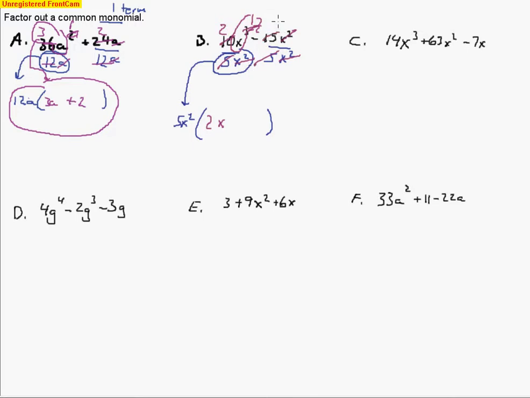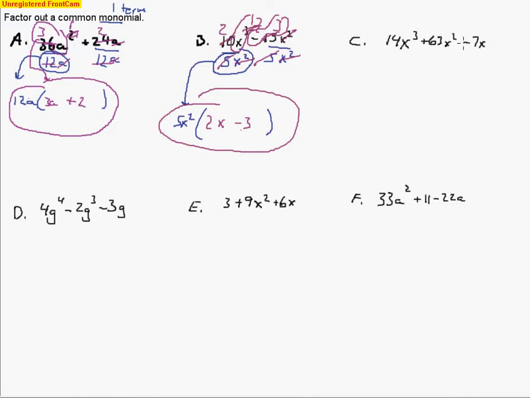5 goes into 15 3 times. There's your number, minus 3. And you can multiply back out. 5 times negative 3 makes negative 15. And then x squared is left over, so negative 15x squared. So it matches.